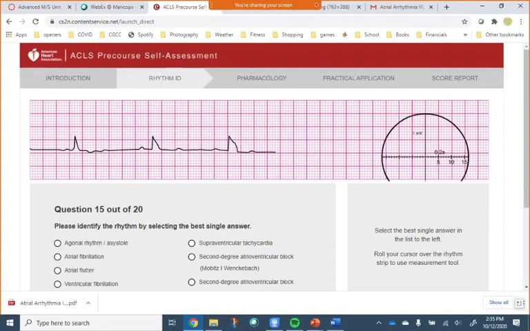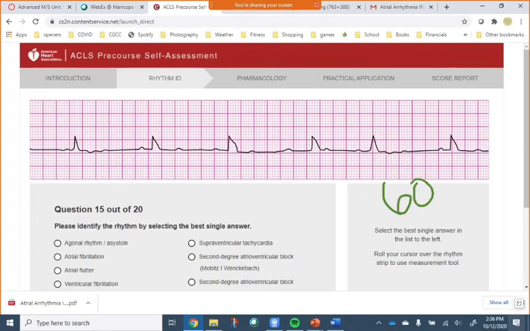Next one. Well, that's a sick heart. We've got a rate of 60. So we know what we're going to do to treat it. Sometimes we don't even bother naming it until, if we are symptomatic with a 60, we might try atropine on this one. But let's name it. So we know it's Brady.